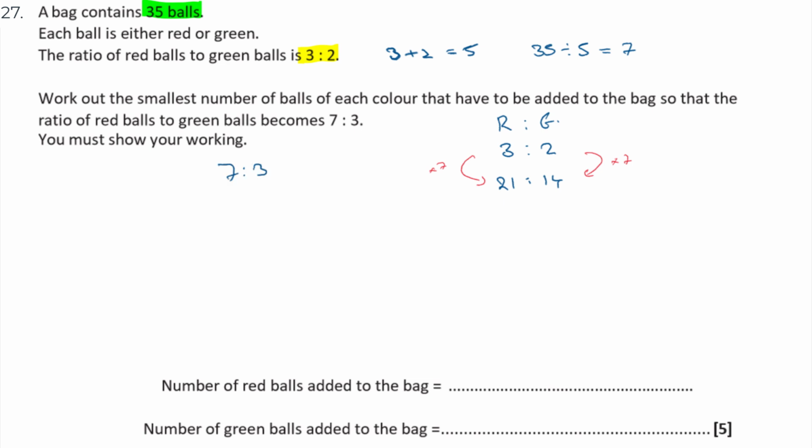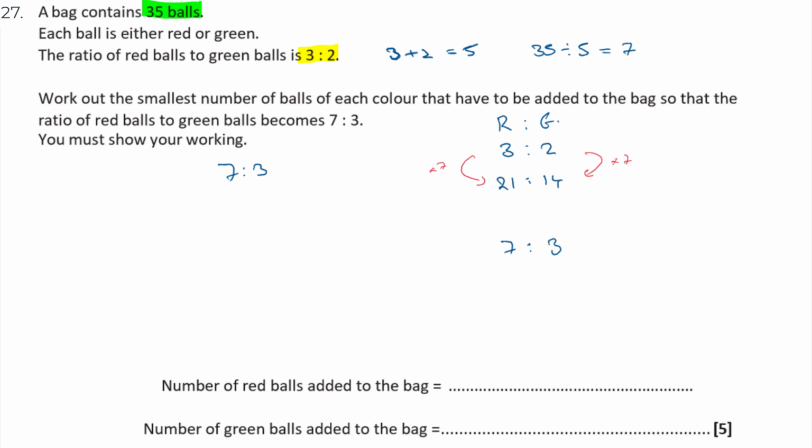Now we need to take our 21 red balls and 14 green balls and add a few red and green ones to it so that the new ratio becomes 7:3. Obviously this number on the left, the red one, needs to be a multiple of 7. 21 is a multiple of 7 at the moment, but I don't think that's going to work out because the green one also needs to be a multiple of 3 and 14 isn't.